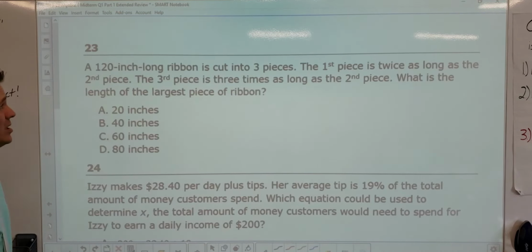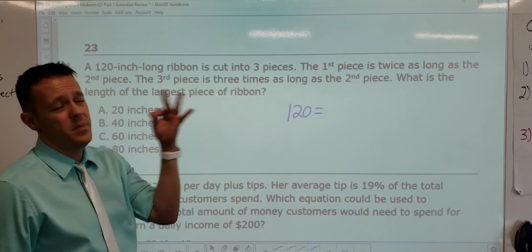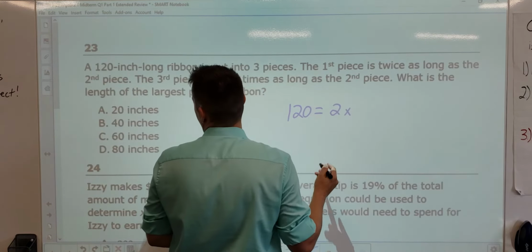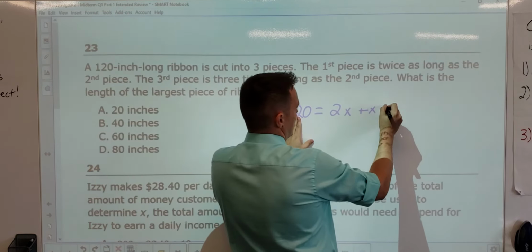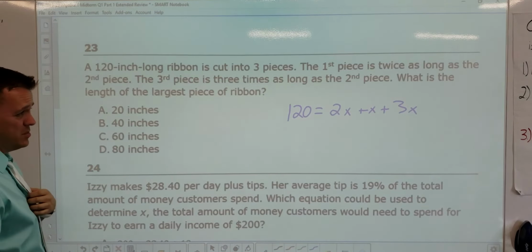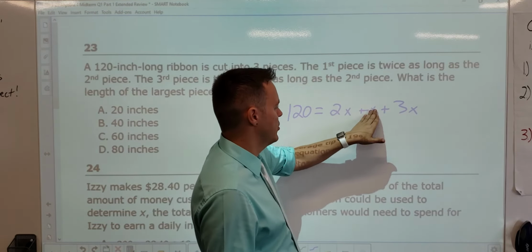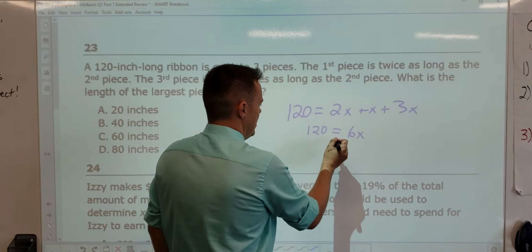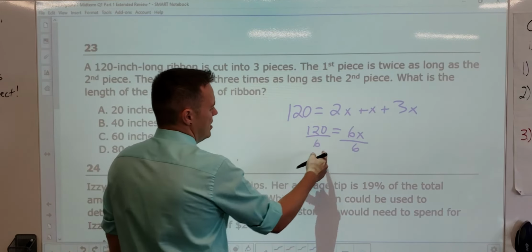All right, 23. A 120-inch ribbon is cut into 3 pieces. The first piece is twice as long as the second piece. And the third piece is 3 times as long as the second piece. What is the length of the largest piece of ribbon? There's your equation. Combine like terms. 1, 2, 3, 4, 5, 6. It'll be 6x equals 120. Divide by 6. Ladies and gentlemen, you'd end up with the answer of what?